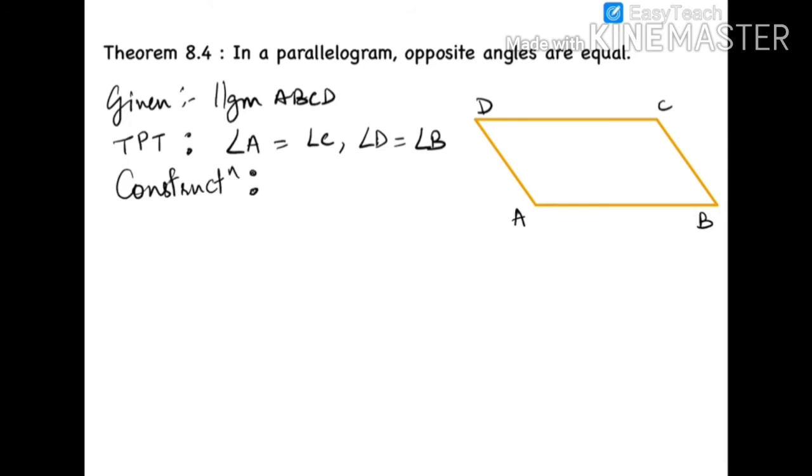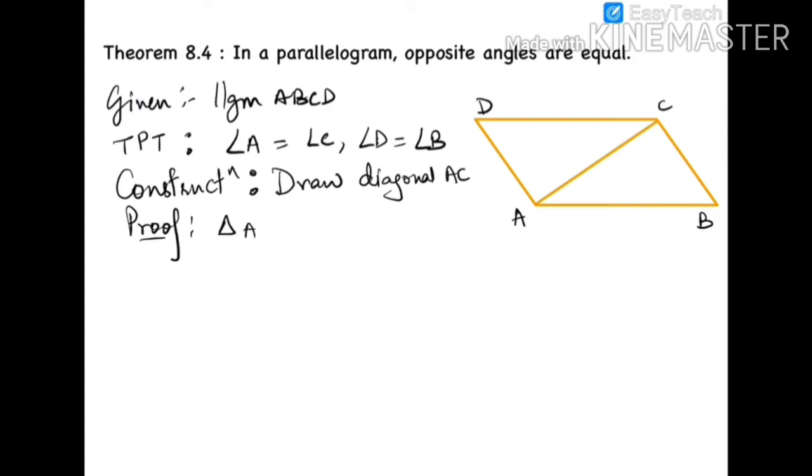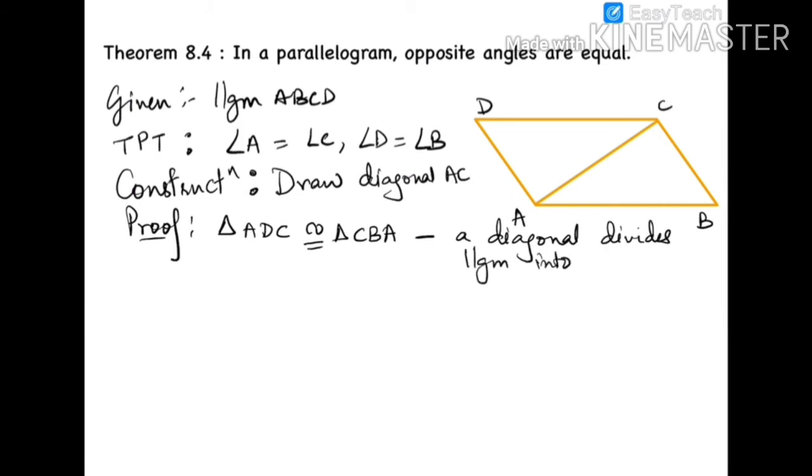Since we are using the first theorem, that is 8.1, we need to draw a diagonal. So let's draw diagonal AC. Triangle ADC will be congruent to triangle CBA. Reason: a diagonal divides a parallelogram into two congruent triangles. So if the triangles are congruent, then their corresponding angles are equal. So angle D will be equal to angle B, this is by CPCT.